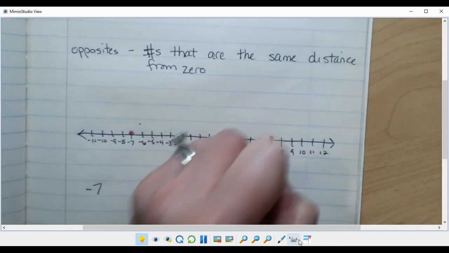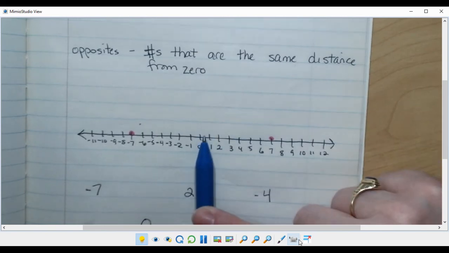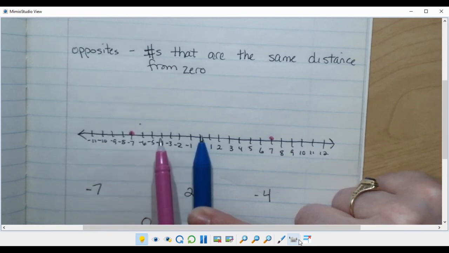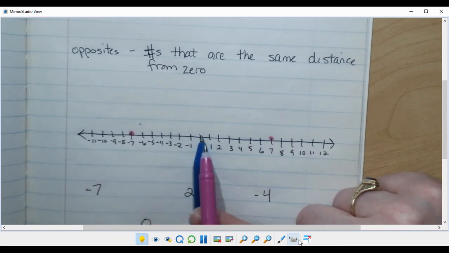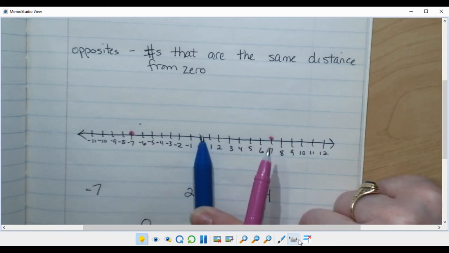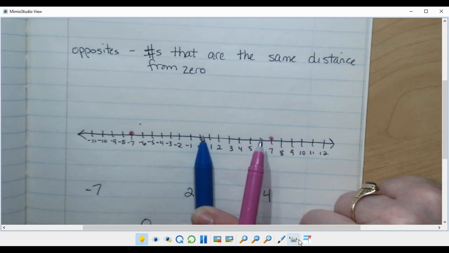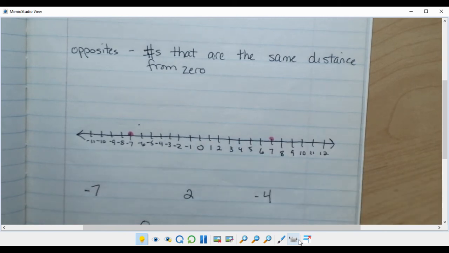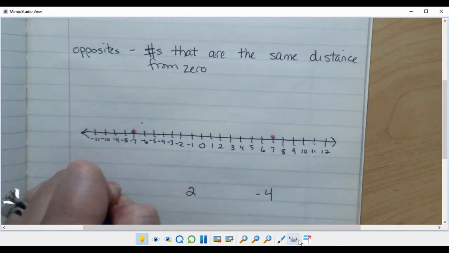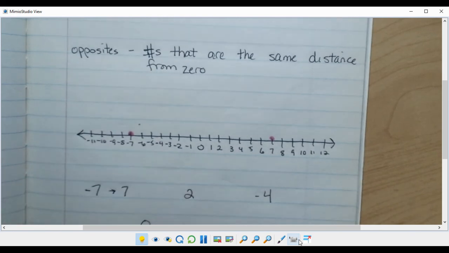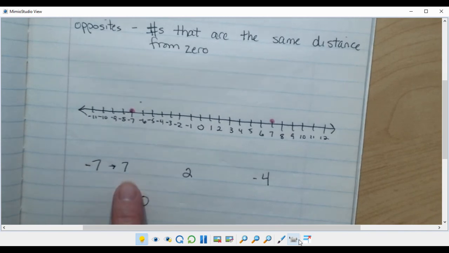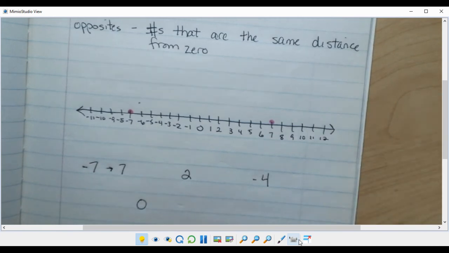It's going to end up at +7. Because let's think about it. From 0, we had to go 7 spaces between my paint blob and 0. Well, if I'm folding it there, that paint blob is going to be the same distance on the other side. And 7 happens to be 7 jumps away on the other side. All right. So the opposite, don't put an equal sign between these, but the opposite for this is +7. -7 and +7 are both the same distance from 0. They're opposites.